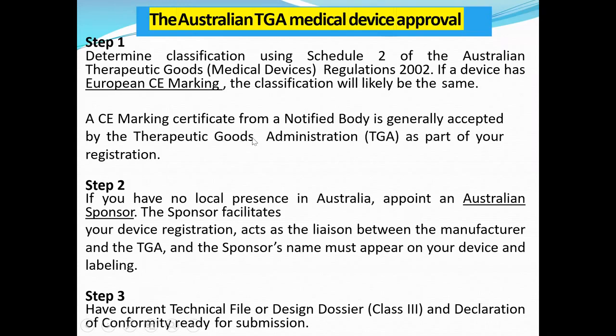So a CE marking certificate from a notified body is generally accepted by the TGA as part of your registration. If you have no local presence in Australia, then appoint an Australian sponsor. The sponsor facilitates your device registration, acts as a liaison between the manufacturer and the TGA, and the sponsor's name must appear on your device labeling.